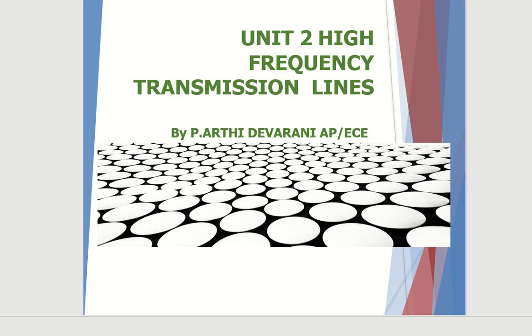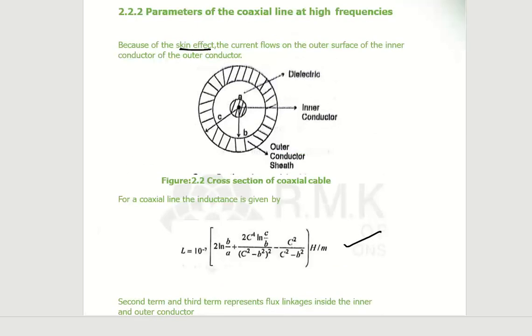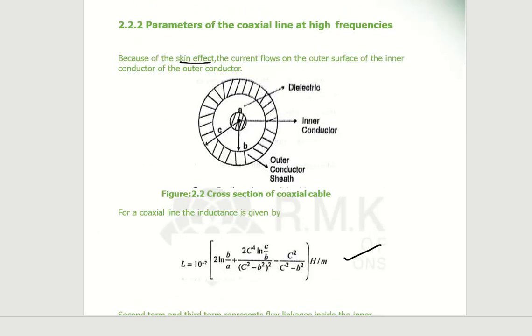Previously we covered the parameters related to the open wire line. Now we are going to see the parameters related to the coaxial cable. Why are we going for the open wire line and coaxial cable? In order to transmit the high frequency signal. High frequency signal is otherwise called a radio frequency signal. It is in the frequency range of megahertz and more.